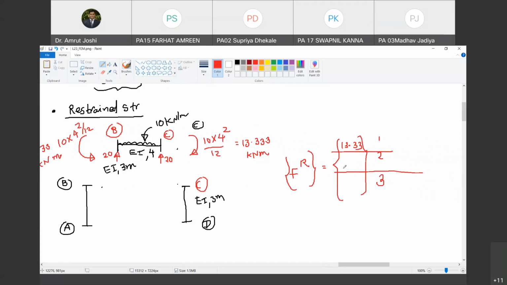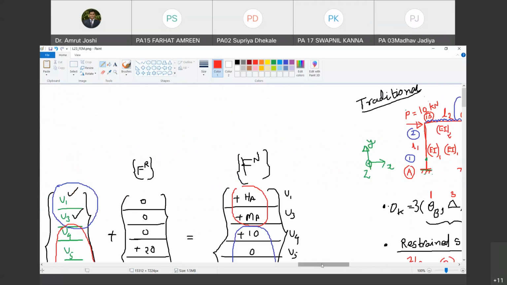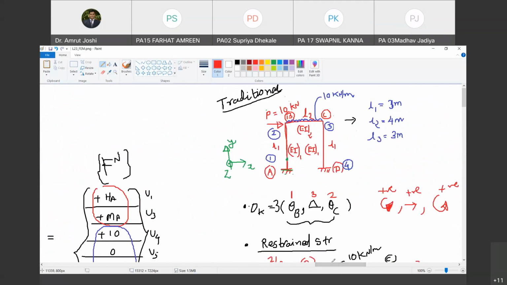Sir, negate minus 13. Right. So minus 13.33. Happy? Yes, sir. Okay. Now, what is the third degree of freedom? Tell me quickly. Delta. The third degree of freedom is delta. Are you with me? Yes, sir. Delta is in which direction? Is it in x direction or is it in y direction? Sir, x direction. X direction.